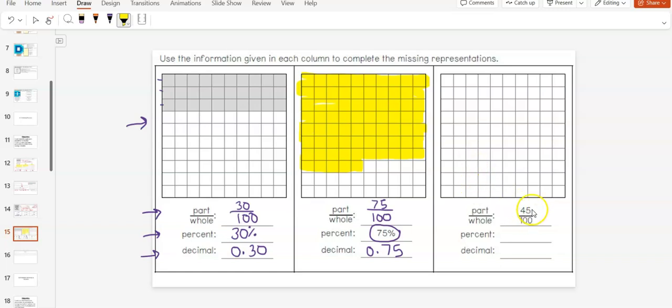Now in our next example, it already gives us the ratio of 45 out of 100. So I know that I'm going to be coloring 45. So we'll do this a little faster. 1, 2, 3, 4, and then 5, 5. And then down here, we're going to write our representation. So 45 out of 100 is 45%, which does turn into 0.45 or 45 hundredths.